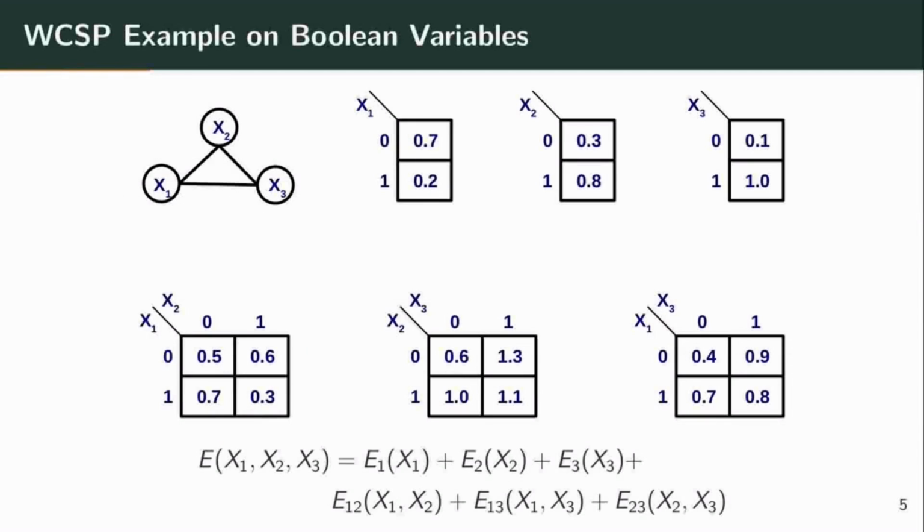Here's an example of the WCSP. In this example, we have three variables in the WCSP. We have three unary constraints imposed on each of these variables, and we have three binary constraints imposed on each pair of these three variables. The weight of each assignment of the variables in each constraint is given in the tables.